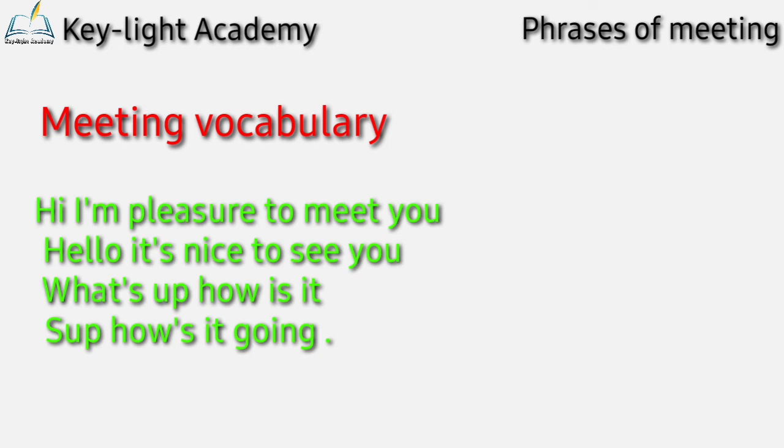The last section of our lesson is meeting vocabulary. Hi, hello, what's up? So is a slang of what's up. It is usually used by younger people, so it is informal. I'm pleased to meet you. I'm happy to meet you. It is nice to see you. How is it? How's it going? These are all expressions you can use when you meet someone.